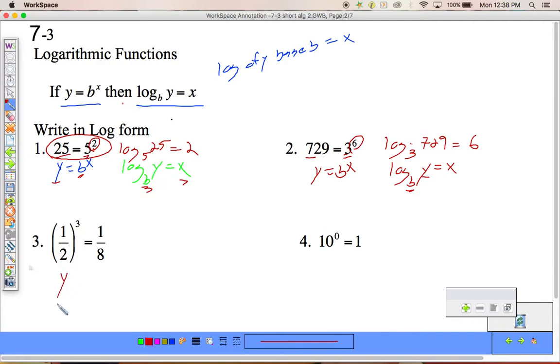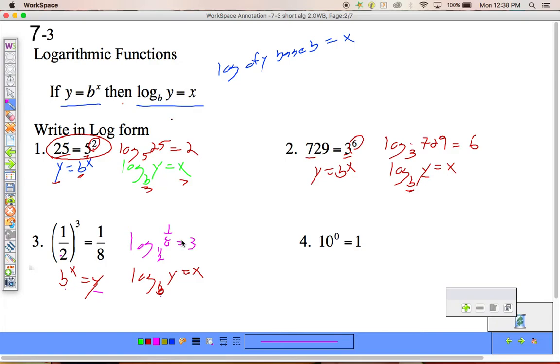So I give you this time b to the x equals y, just written in a different form. Doesn't matter. Log of y base b equals x. I'm going to say the log of my y value, 1/8, base my b value, 1/2, equals 3. So the log of 1/8 base 1/2 equals 3.